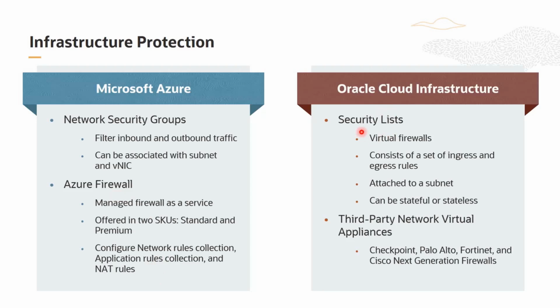In OCI, there are two constructs when it comes to VCN security. We have mentioned security list that can be attached to a subnet. It can be stateful or stateless. There is also a network security group that you can attach to a VNIC. Both security list and network security group consist of a set of ingress and egress rules that can be either stateful or stateless. You can also use third-party network virtual appliances or NVAs like Checkpoint, Fortinet, Palo Alto, Cisco Next Generation firewalls using OCI Marketplace.